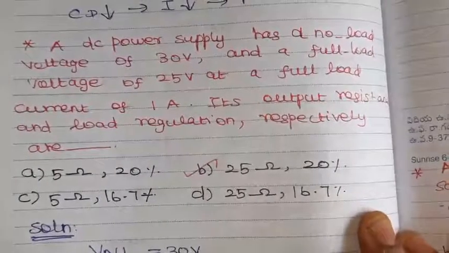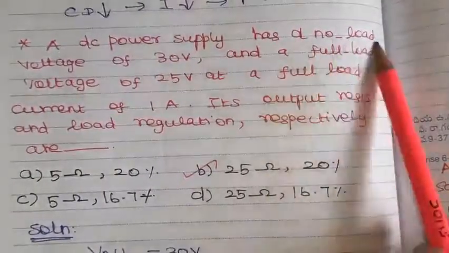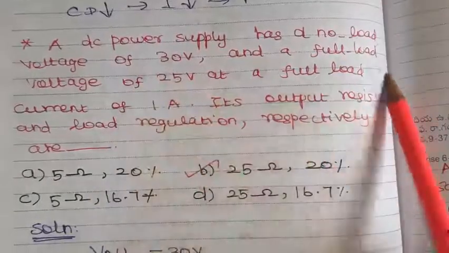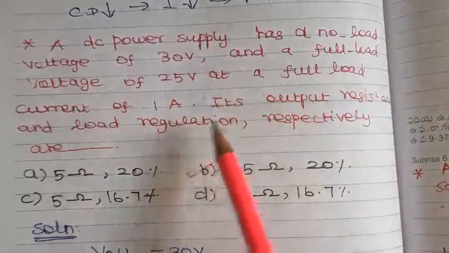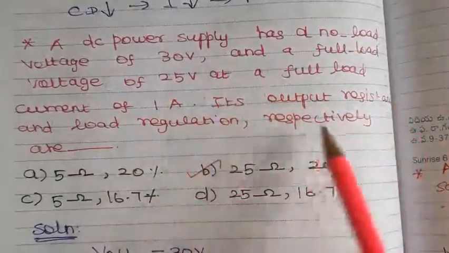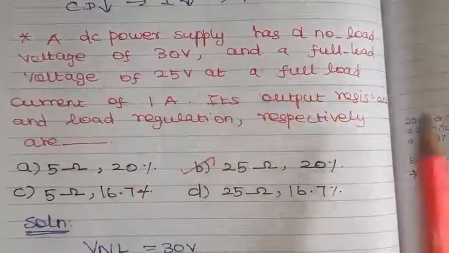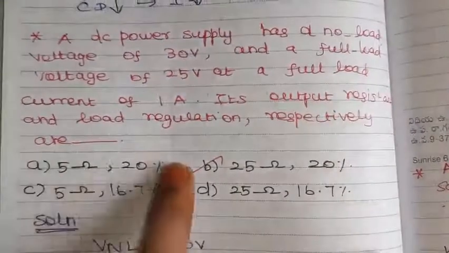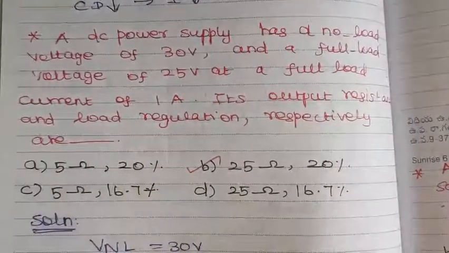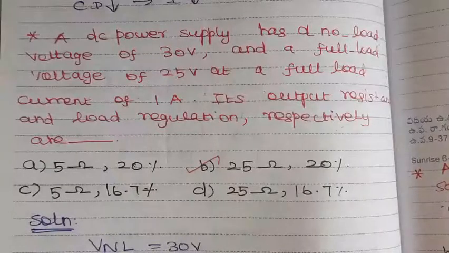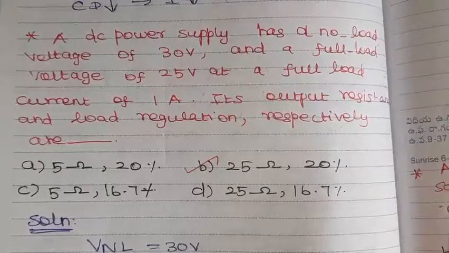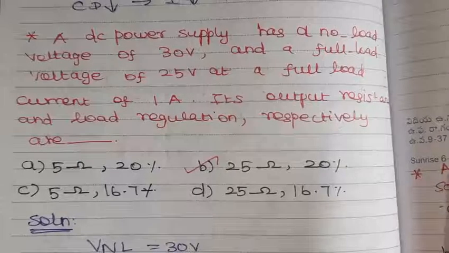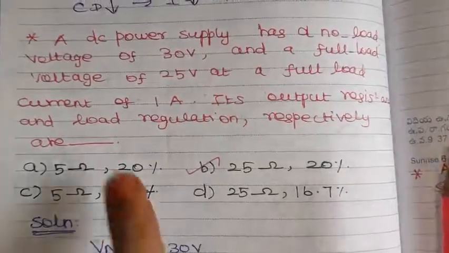Then going to the next one: a DC power supply has a no load voltage of 30 volt and a full load voltage of 25 volt at a full load current of 1 ampere. Its output resistance and load regulation, respectively. We are going to find out the output resistance and load regulation. Whenever there is a question, we should read the question very carefully and understand what data is given in the question and what we are going to find out. Okay, so read it very carefully and slowly.